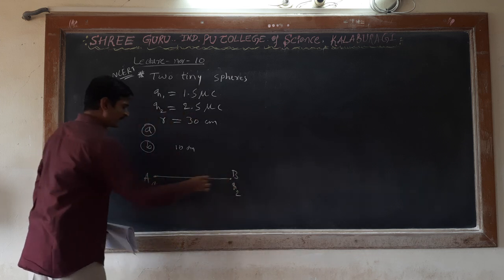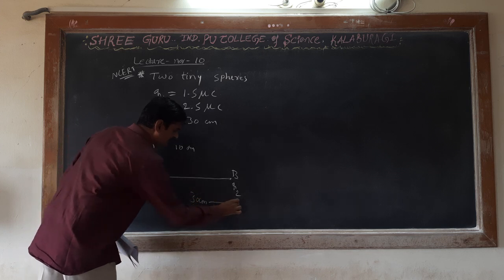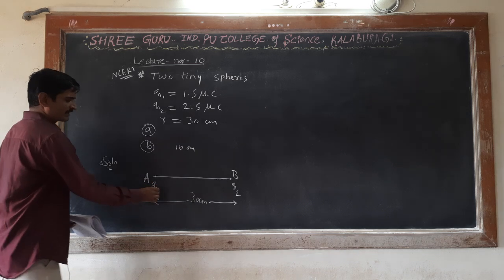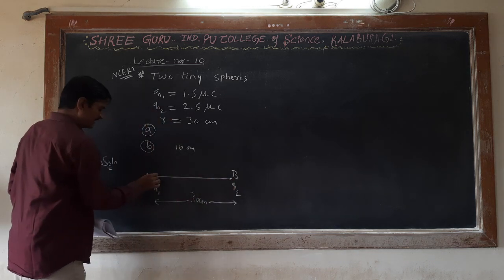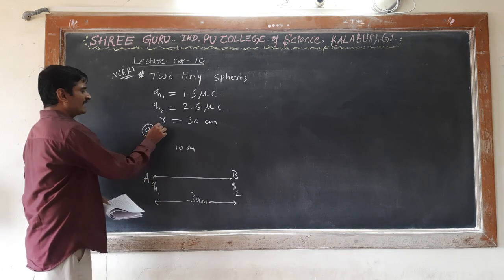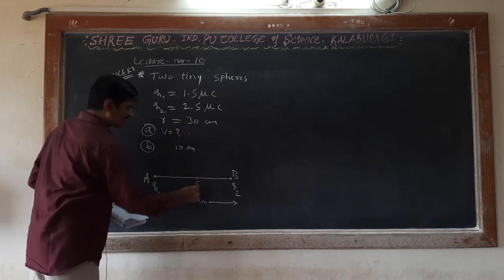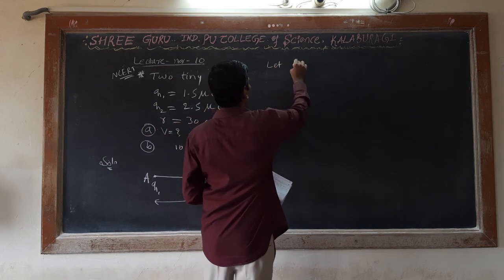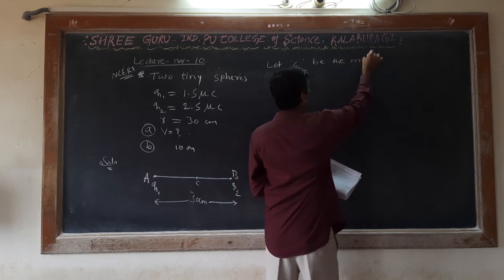are located at the points A and B, which are at a distance of 30 centimeter. Q1 is at the point A and Q2 is at the point B, and the distance between A and B is 30 centimeter. And we want electric potential at midpoint. So, let C be the midpoint.